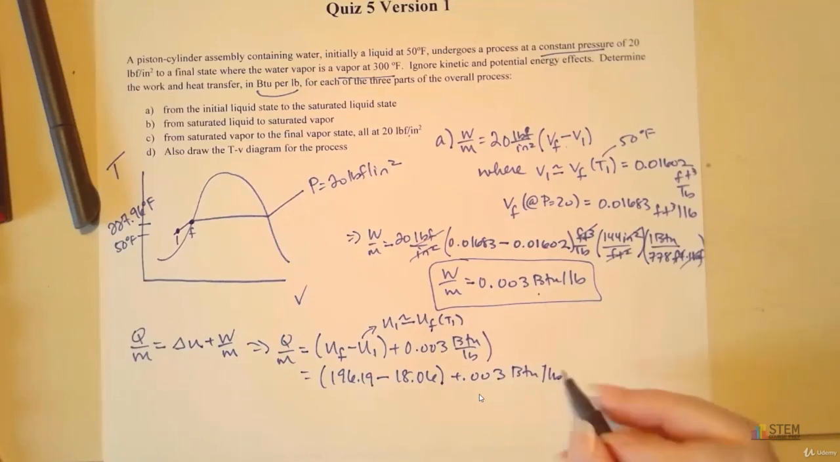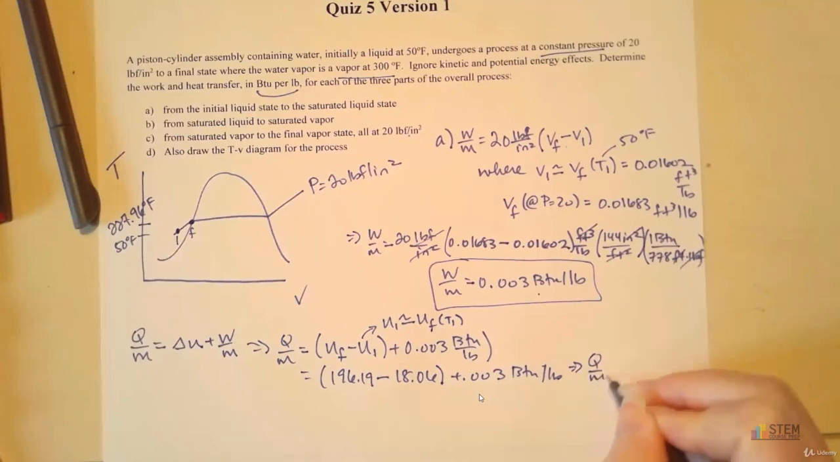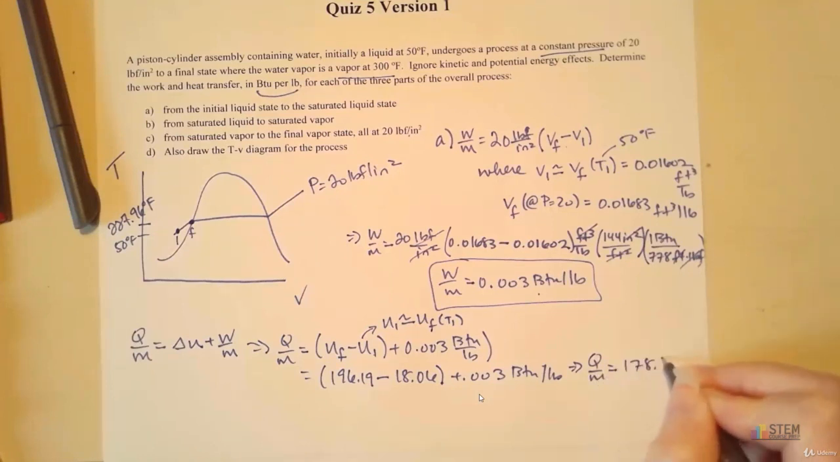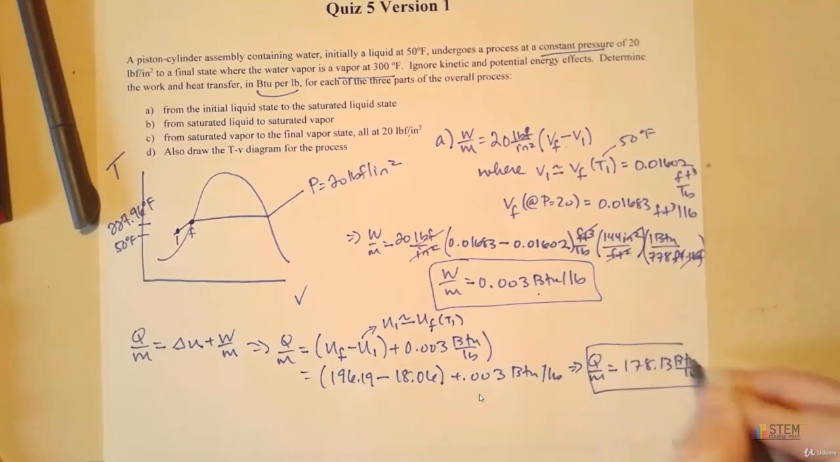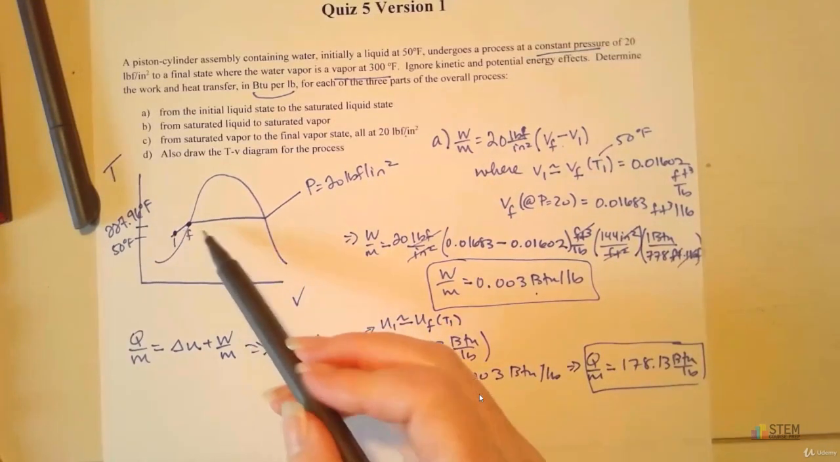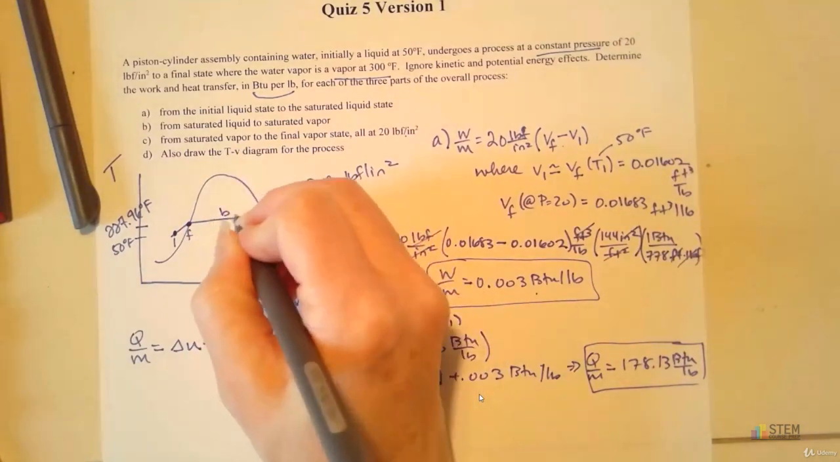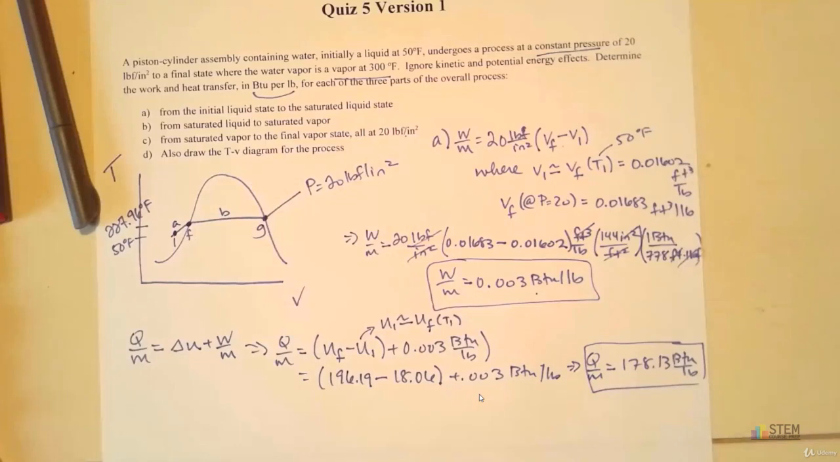All right, and these units all work out. So that's going to give you a Q over M of 178.13 BTU per pound. All right, so now you got that. That's for part A. So that takes us from 1 to f. Now we need to go from f over to g. So this is part B, this was part A.